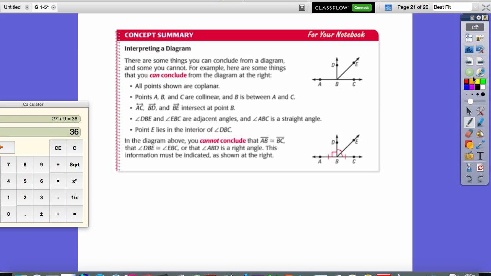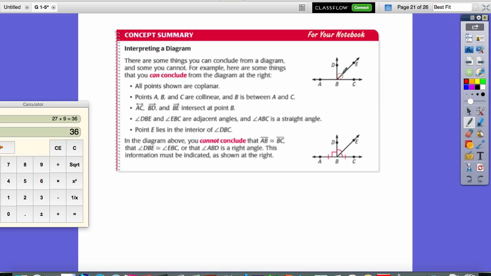Okay. I put this in here. This is actually, I think, from a different textbook, but I saw this and thought it would be helpful. There are some things you can conclude from a diagram and some you cannot. So in this diagram, you can conclude that all parts are coplanar. Points A, B, and C are collinear. You can conclude that B is in between A and C. You can conclude that there's a line AC, a line BD, a ray BD, and a ray BE that all intersect at point B. You can conclude that E lies in the interior of DBC.